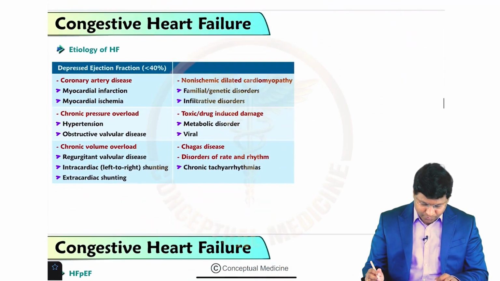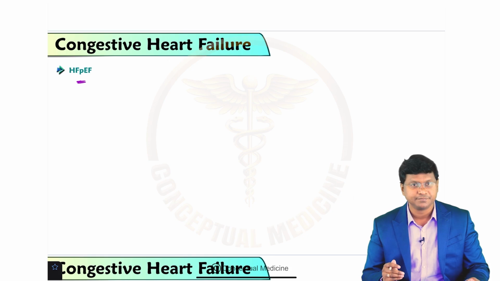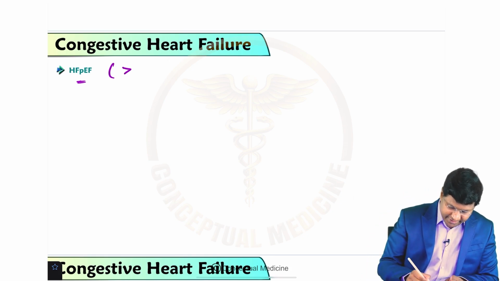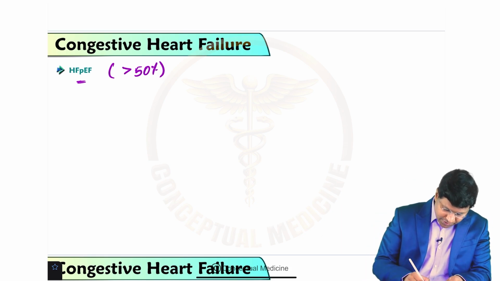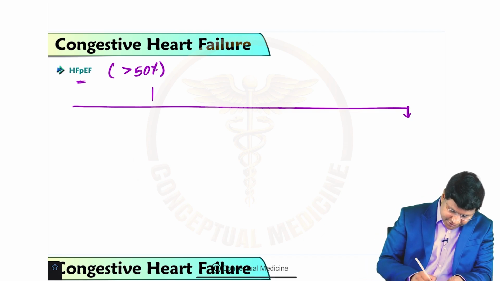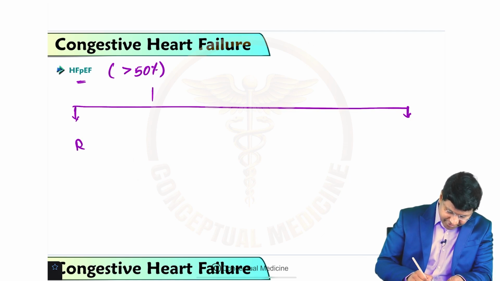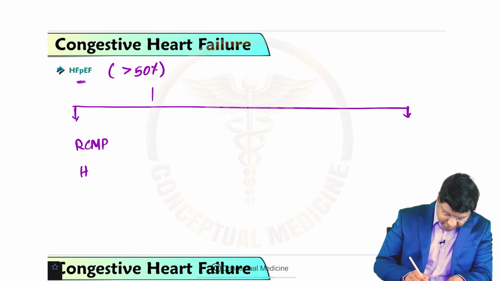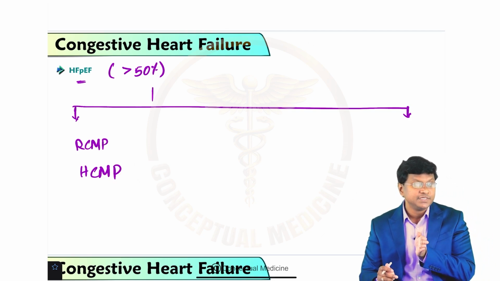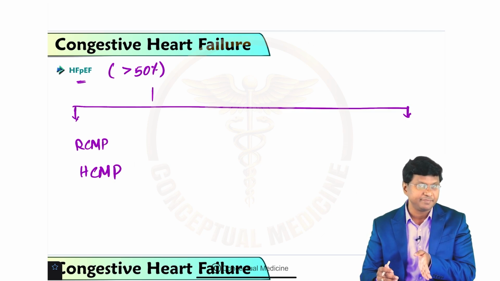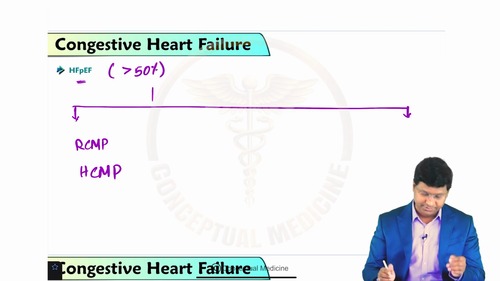Now let me tell you the conditions where you have heart failure with preserved ejection fraction. Preserved ejection fraction means the ejection fraction is more than 50%. You will see this in patients with cardiomyopathies, that is restrictive cardiomyopathy and hypertrophic cardiomyopathy. Basically these cardiomyopathies in early stages develop diastolic heart failure, which is nothing but HFpEF, and ultimately they land up in HFrEF, that is heart failure with reduced ejection fraction.